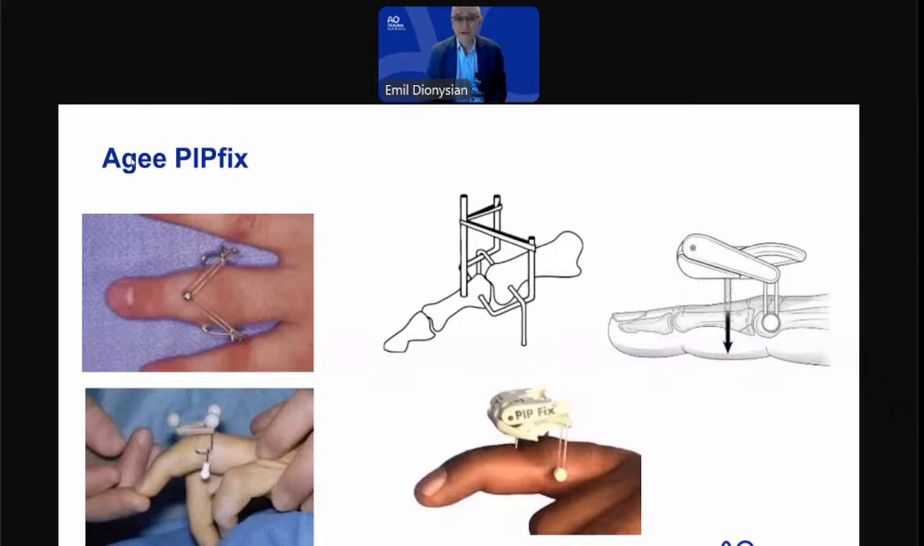For the PIP joint, Agee came up with this initial system of counterforce and torque devices, and now there are commercially available systems like the PIP FX, which allows you again to hold this torque system and put it in place. But these really only work for smaller fragments.